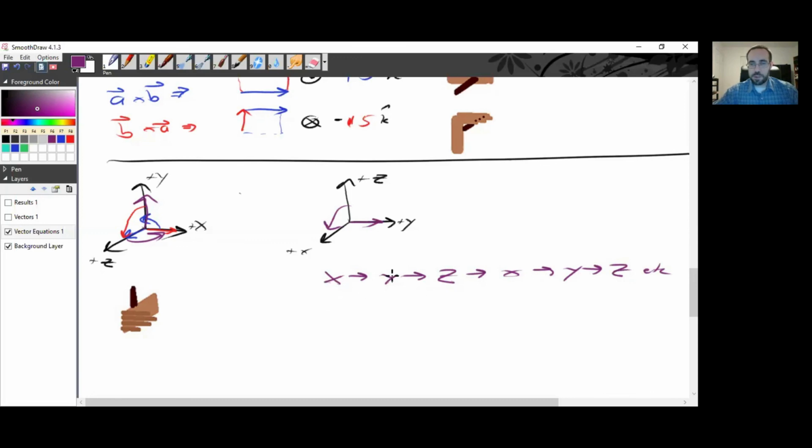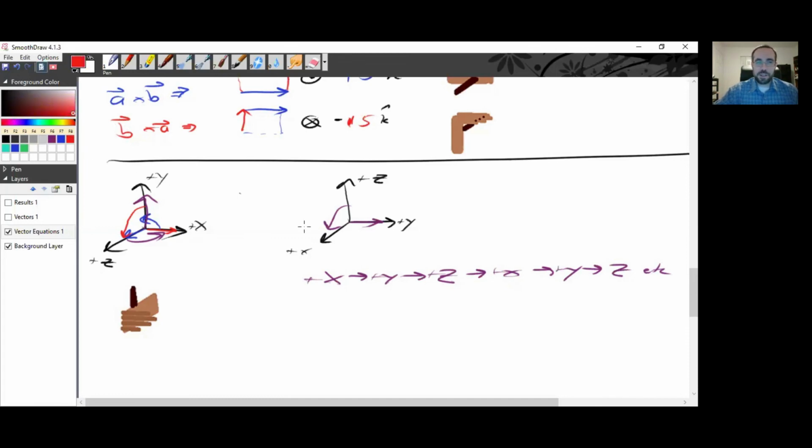So X crossed with Y gives me Z, Y crossed with Z gives me X, Z crossed with X gives me Y. And these are all positives. So positive, positive, positive. As long as this is true, it's a right-hand coordinate system, I can use the right-hand rule.